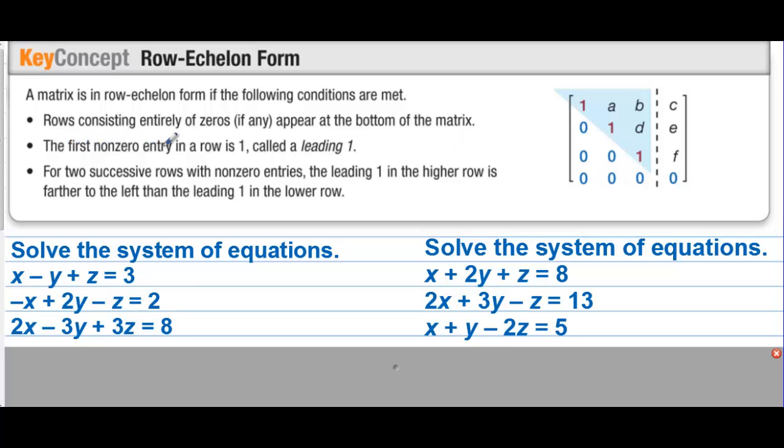The first non-zero entry in a row is 1, called a leading 1. So the first non-zero in a row is 1. So that's 1, 1, and 1. For 2 successive rows with non-zero entries, the leading 1 in the higher row is farther to the left than the leading 1 in the lower row. So in other words, we have this kind of triangle effect.